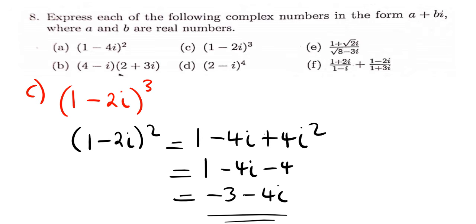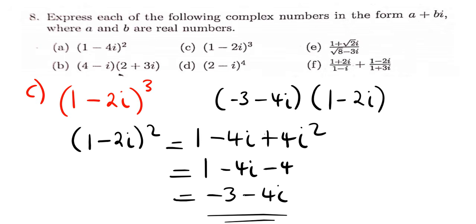Then I'm supposed to multiply it with one of these ones, because we've left 1 there, right? So I'm going to get my answer. I'm going to write it on top, negative 3 minus 4i. Then I multiply with 1 minus 2i, the one that remained. Then from there I solve.